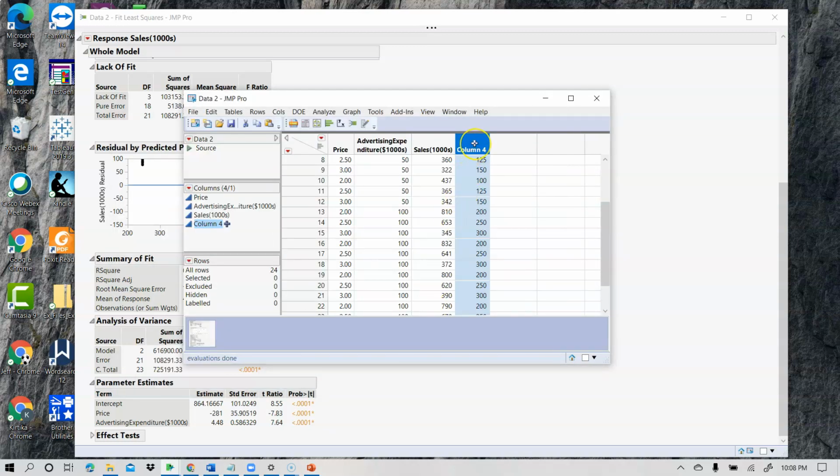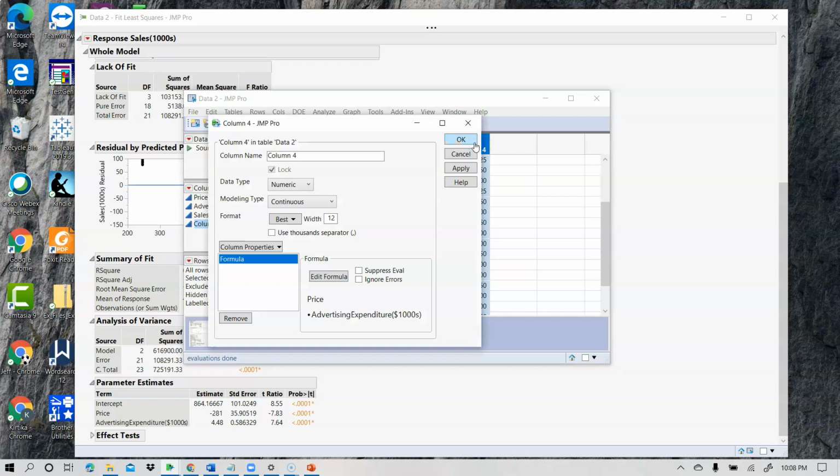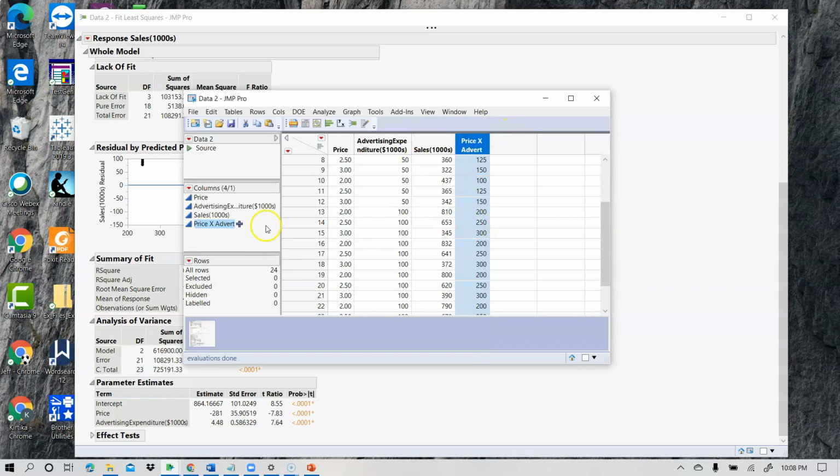And then let's rename this column as price times advertisement and click OK. So now we have this new column, which is the interaction of price and advertisement spending. Now let's run a regression model including this new variable along with the other two independent variables in our regression.